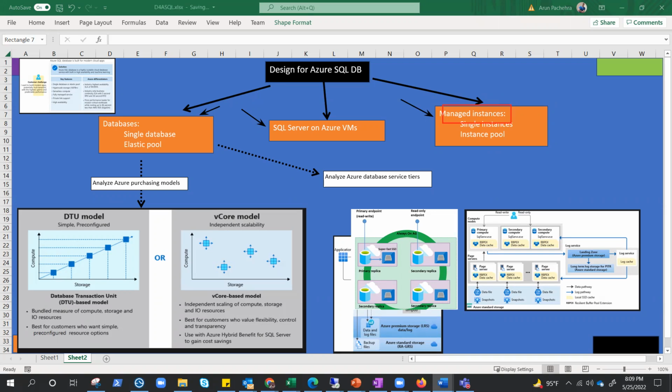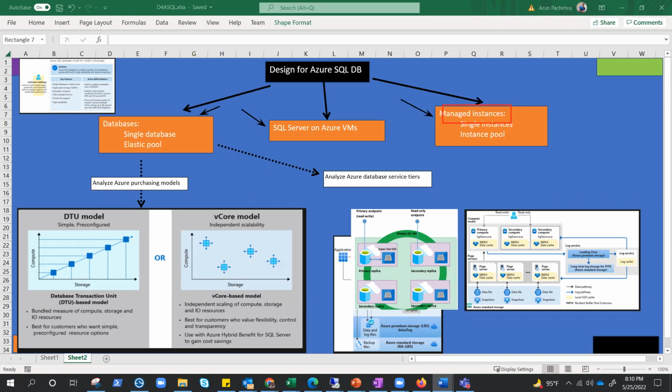Well, I hope if you're following me, then of course you could guess why that is so. Because DTU is a legacy or the old model. Right, so let's check some recommendations. When do we need to use the DTU model? Well, when you need a bundled measure of resources like compute, storage, and IO, and it's a simple deployment. And for vCore, when you need the flexibility of selecting compute and storage resources independently.